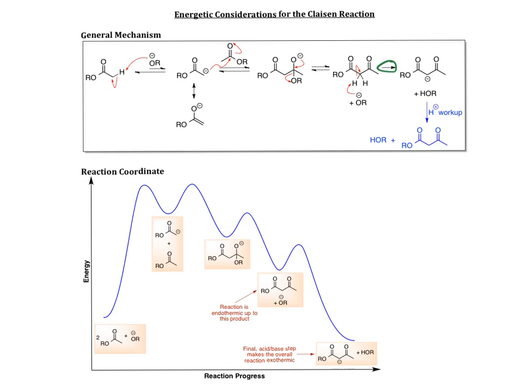Next, we do the elimination step, where we form the carbonyl and lose OR minus. This step is a favored step from here, and this gives us our product, the beta ketoester. But if we still compare that to the starting material, where the energy is down here, the reaction is still endothermic up to this stage. So there's no favorable driving force up to that point. But then once you do the acid-base reaction, where this base that's formed reacts with the alpha proton, now you get this overall driving force step, which makes the reaction exothermic. So we're going down in energy. That makes the reaction favored.